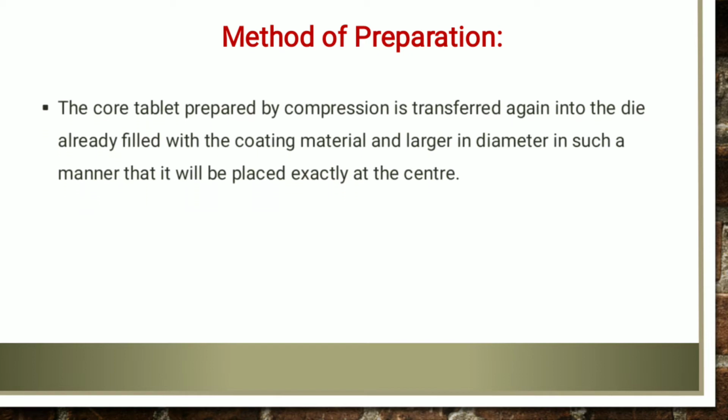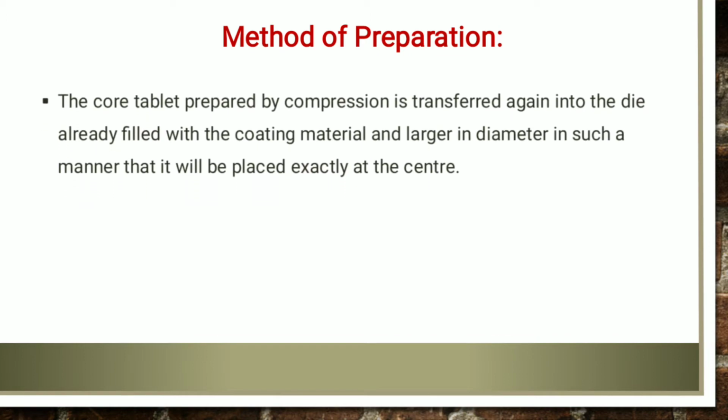So now once the core tablet is prepared, it is transferred again into the die already filled with coating material and larger in diameter, in such a manner that it will be placed exactly at the center. It is done either manually, or automatically if a double press automatic compression machine is available. Then the remaining coating material is added above the core tablet, and compression force is applied with a punch larger in diameter than the core tablet. This is how our compression coated tablets are prepared.